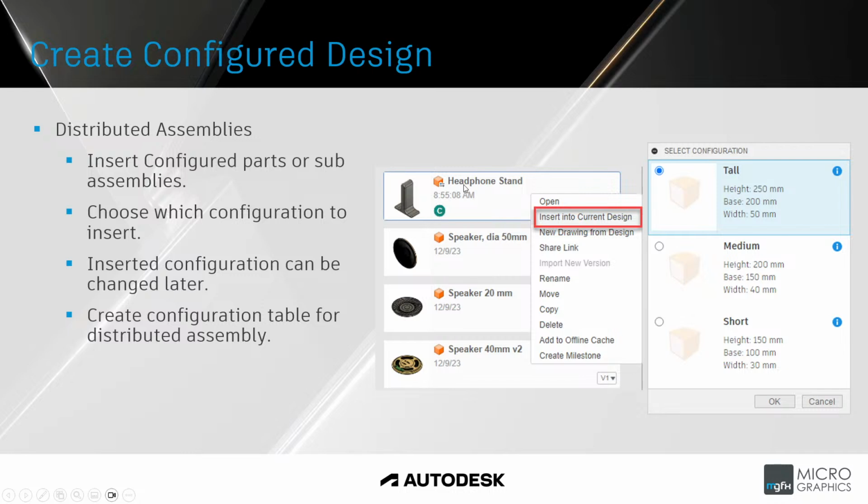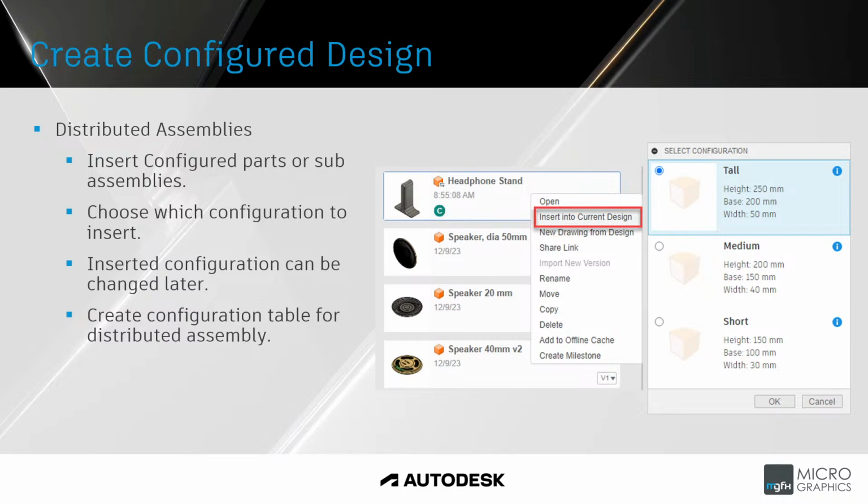So when inserting the headphone stand into a new design, or inserting it into the current design, you can choose between the tall, medium, and short headphone stand. And it actually shows you, in this case, the configuration setter. So these configurations have three parameters that are being changed. We can see the difference in those parameters when choosing from the configuration. So you would pull your parts in, choose the configuration that would be your base configuration for your design, and that can then be changed once a configuration table is created.